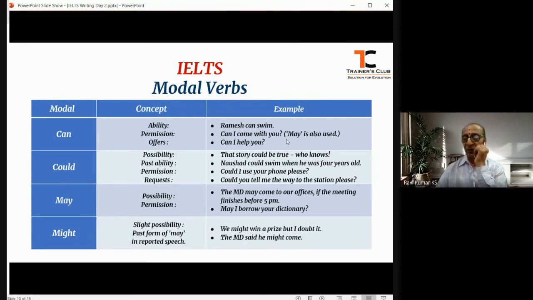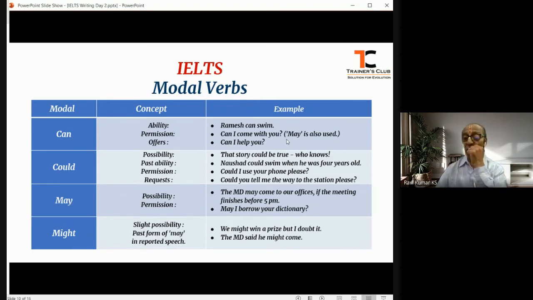The story could be true. Who knows? He couldn't have done it. But I don't know. 50-50 chances. Then it tells us about the past ability.